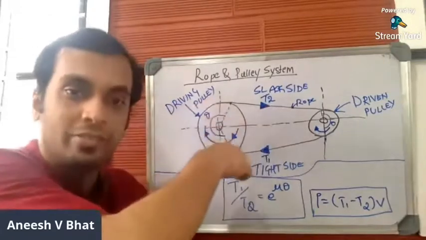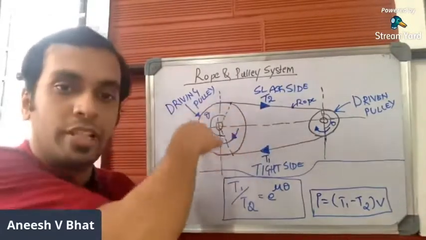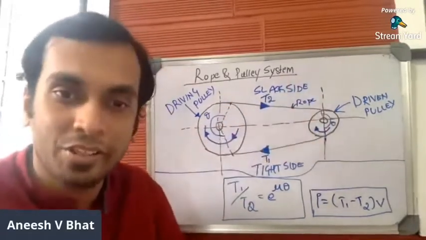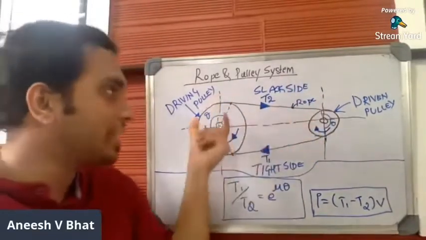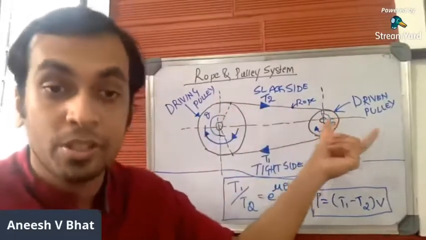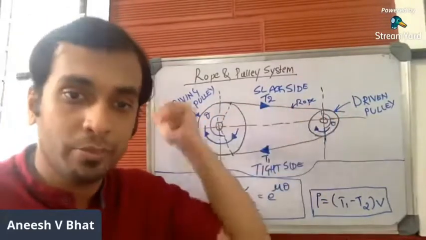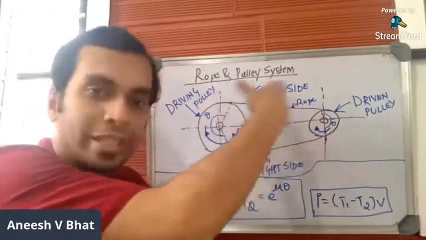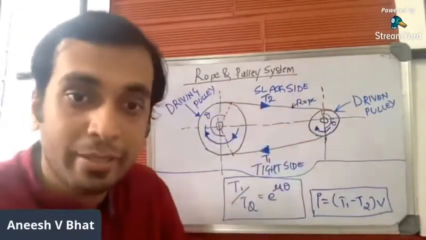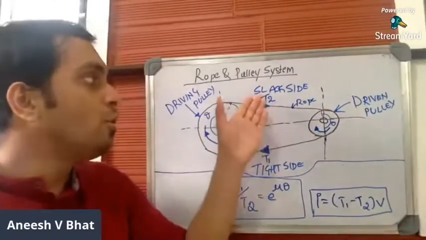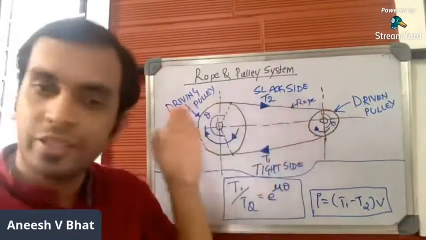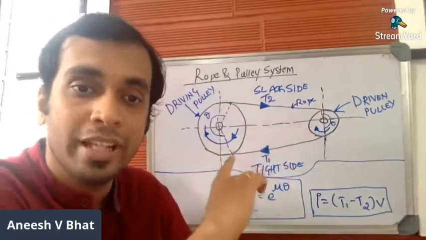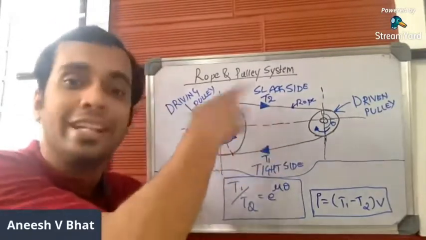Since driving pulley and driven pulley are connected with the help of a rope, when driving pulley rotates, for example, in clockwise direction, even the driven pulley rotates in the same direction. This is because you have a rope which connects driving pulley and driven pulley. So when driving pulley rotates in one direction, driven pulley also rotates in the same direction. So rope is in contact with both of these pulleys, and these two pulleys rotate as well.